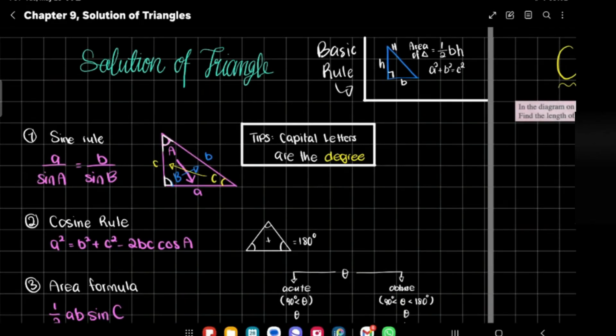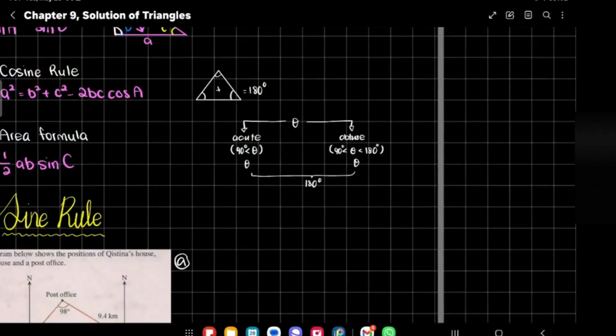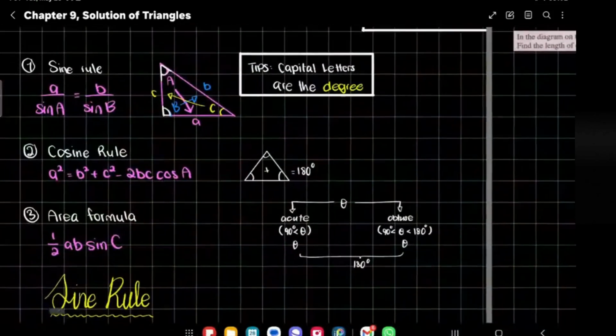So today we're going to start with the solution triangle. It's quite an important chapter because it's going to affect your future chapter in Form 5 as well, which is the circular measure. So you have to know how to do this chapter. Okay, this chapter is very easy, actually very easy, right?